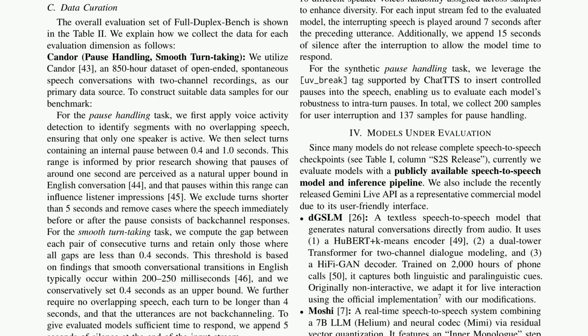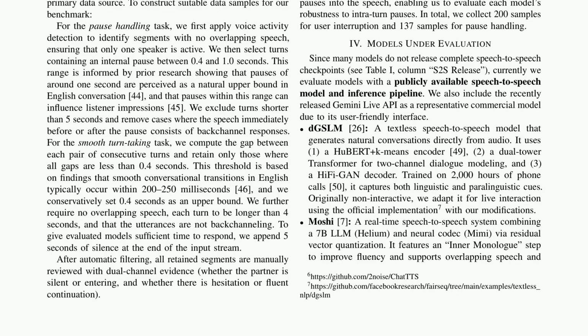This range is informed by prior research showing that pauses around 1 second are perceived as a natural upper bound in English conversation, and that pauses within this range can influence listener impressions. We exclude turns shorter than 5 seconds and remove cases where the speech immediately before or after the pause consists of back-channel responses. For the smooth turn-taking task, we compute the gap between each pair of consecutive turns and retain only those where all gaps are less than 0.4 seconds.